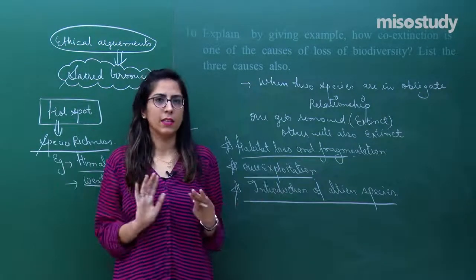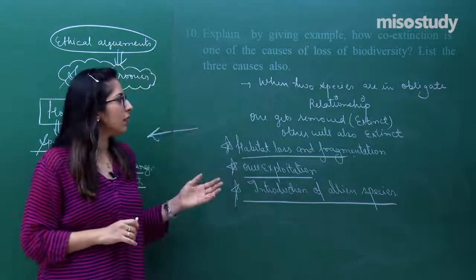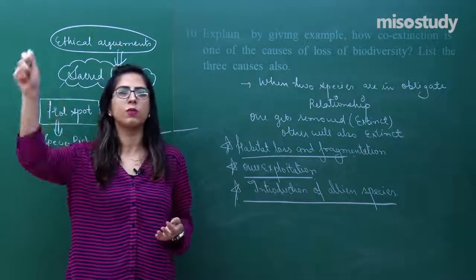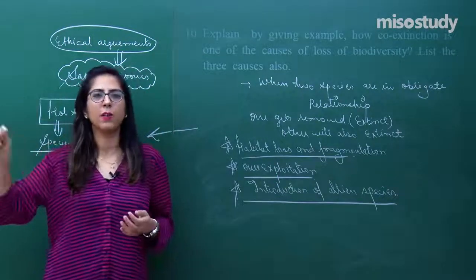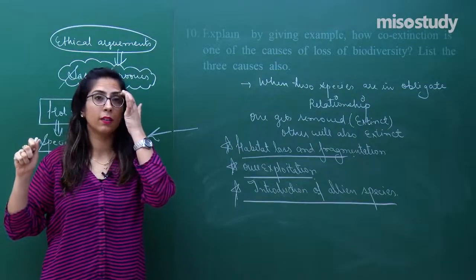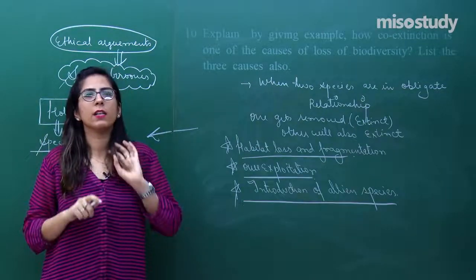Do not write anything unnecessary. If it is of 5 marks, then do not write like you are writing a story, writing pages and pages and pages. Don't do that. That will give you a negative point.